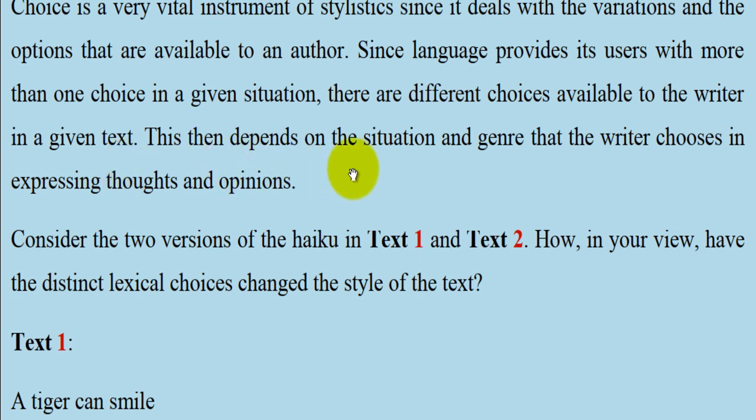Then this depends on the situation and genre that the writer chooses in expressing thoughts and opinions.